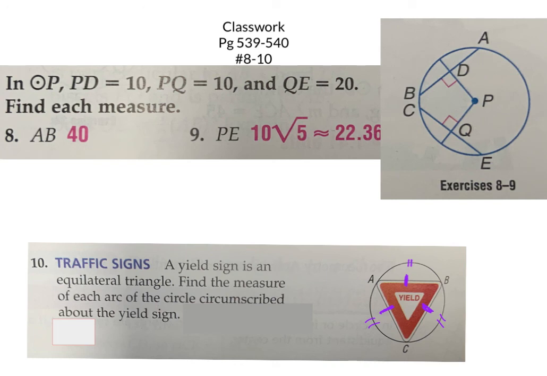How many degrees are in the entire circle? 360. How many arcs make up this one? 3, right? And they're all equal, so 360 divided by 3, right? So you should have gotten 120.